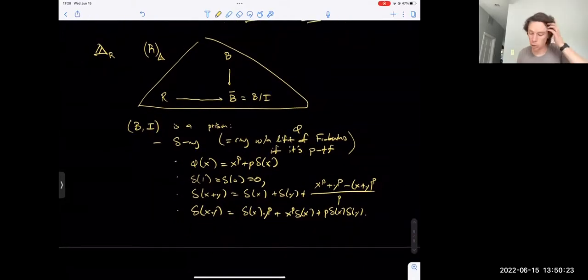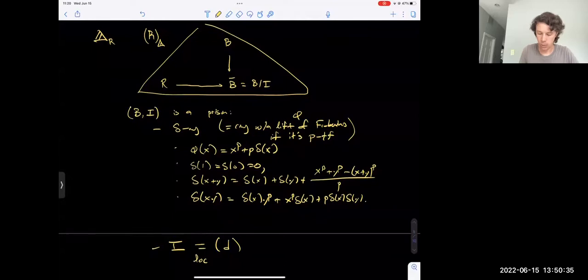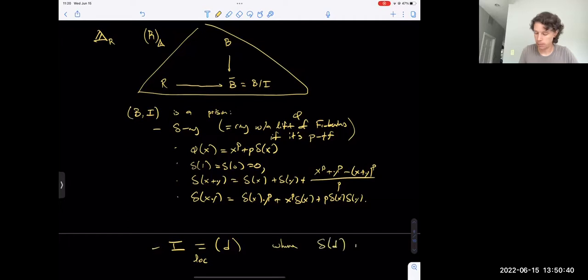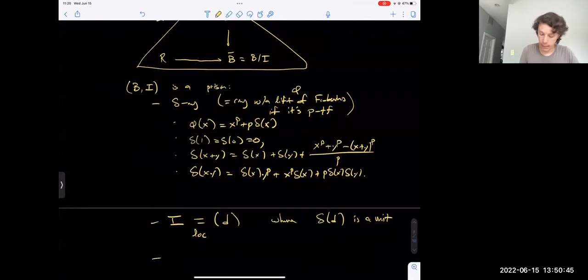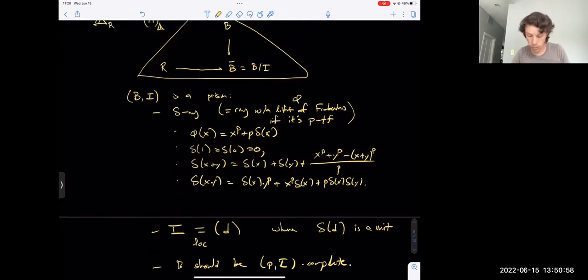This is just some kind of algebraic structure. So a prism is, first of all, a delta ring, together with I, which is locally of the form (d), where delta of d is a unit, and then finally B should be I-complete. And let me just ignore the differences between derived completeness and so on and so forth. But that's the rough idea.